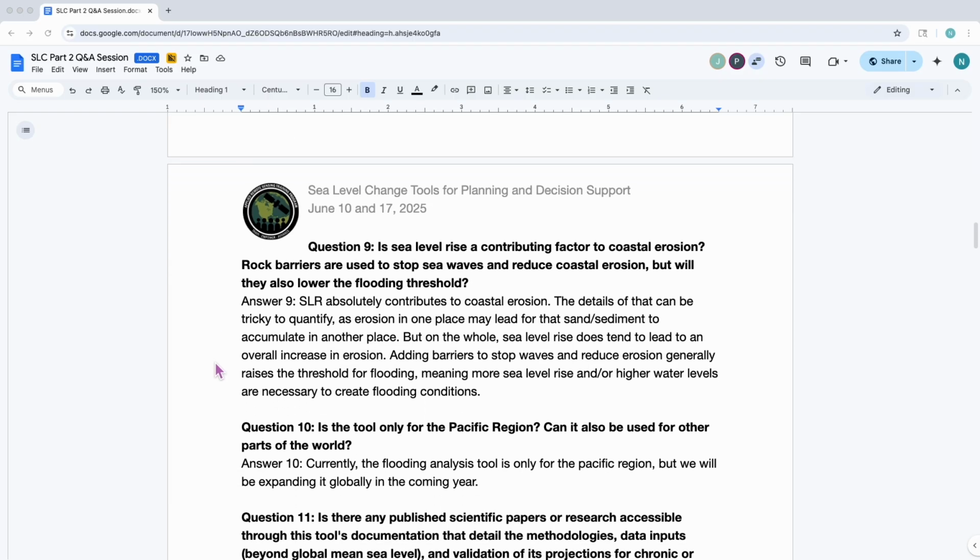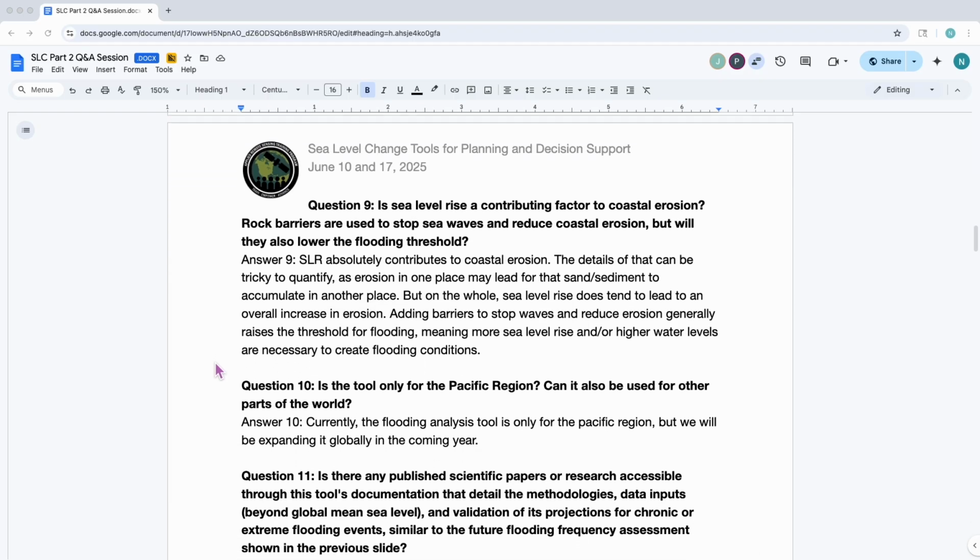Perfect. Thanks, Phil. Question 9. Is sea level rise a contributing factor to coastal erosion? Rock barriers are used to stop sea waves and reduce coastal erosion, but will they also lower the flooding threshold?